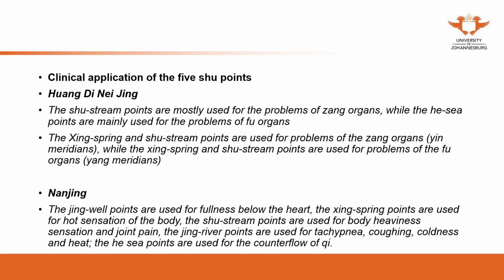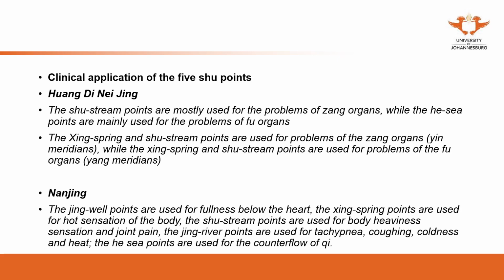When we introduce the yuan source points and raw points, you also will realize that in some of these five points, the Shu-stream points are actually the same as the yuan source points. That's why they can be used for Zang organs. Some of the Shu-stream points are the same points as the yuan source points of the meridian.